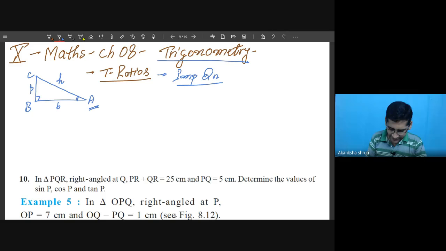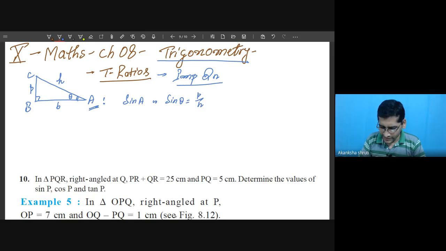Then we can define the 6 ratios. One is the sine of A, or if I denote this angle A by a measured value theta, then it is written as sine of theta. It is the common consideration, and this P and B are represented for this angle theta only. So sine is defined as perpendicular length by hypotenuse.